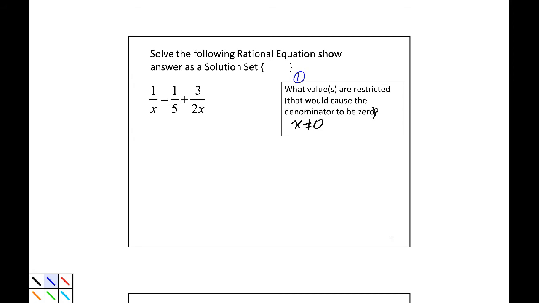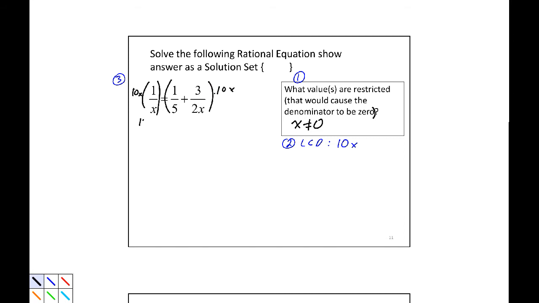Second thing we want to do is find the least common denominator. For this particular question, the least common multiple of 5 and 2 would be 10. So our least common denominator is 10x. All right, step 3, we're going to multiply every part of this equation by 10x. So go ahead and write it like this.